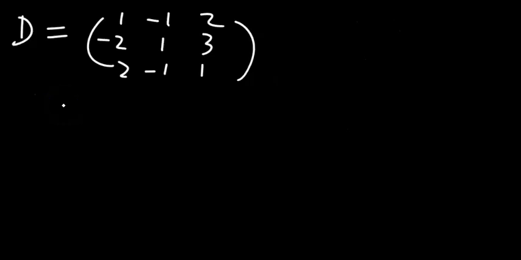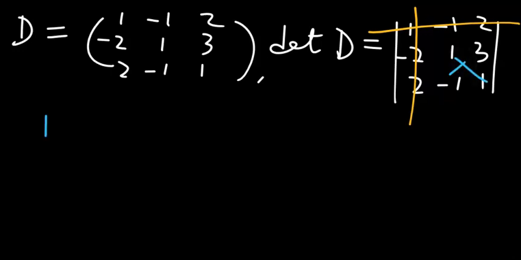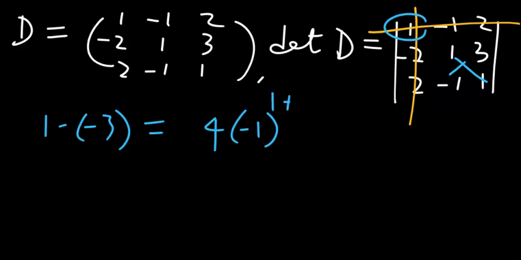Now let's look at this matrix D. Now its determinant, of course, can be written in the following manner. So let's work with the first row. So you're left with that. So 1 times 1 is 1 minus 3. So that is 4. The parity of that is minus 1, 1 plus 1. So you get 4 times that element 1. The first term in the expansion is quite simply 4.